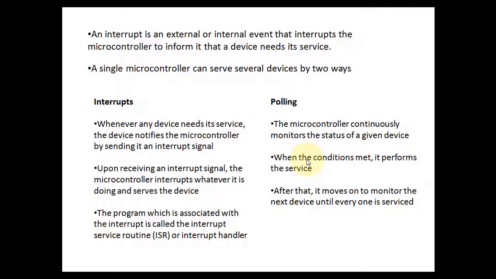In case of polling, the microcontroller continuously monitors the status of a given device. When the condition is met, it performs the service, and after that it moves on to monitor the next device until everyone is served. And in case of interrupt, whenever any device needs service, the device notifies the microcontroller by sending it an interrupt signal. Upon receiving an interrupt signal, the microcontroller interrupts whatever it is doing and serves the device. The program which is associated with the interrupt is called the interrupt service routine, also known as the interrupt handler.